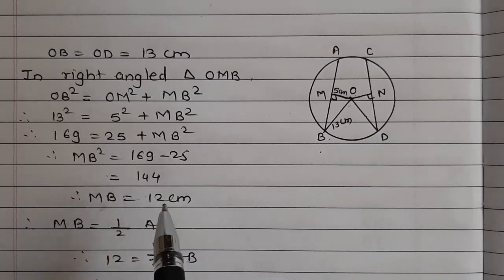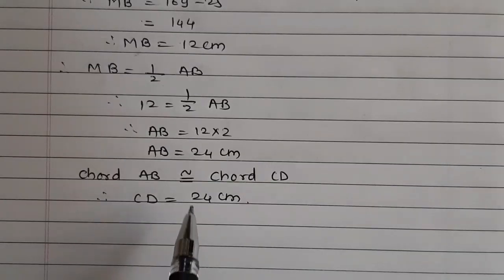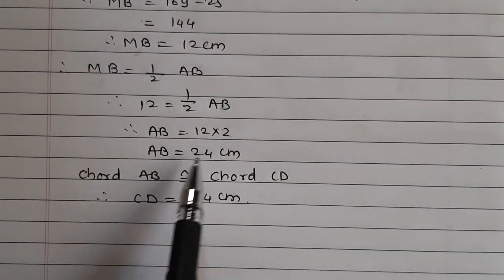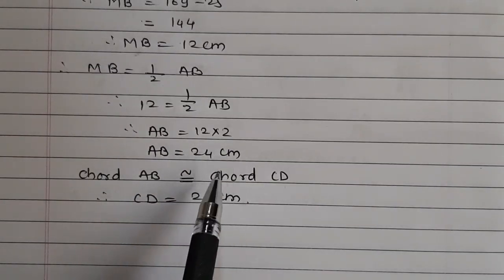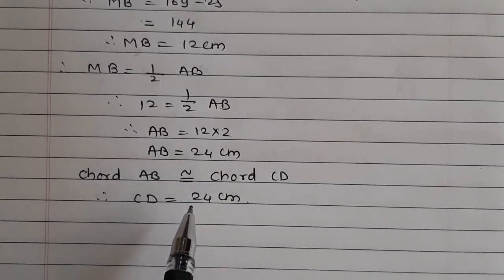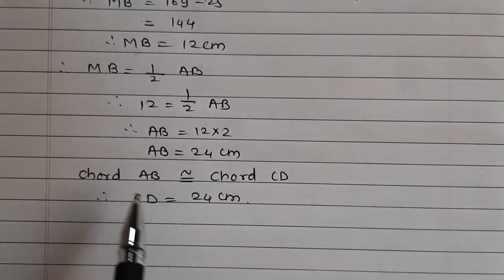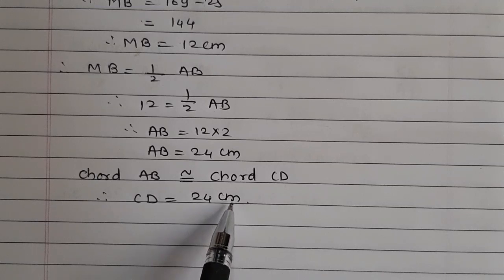The perpendicular drawn from the center of the circle to the chord bisects the chord. According to that, MB equals half of AB. Now MB is 12, so 12 equals half AB. So AB equals 12 into 2, that is AB equals 24 centimeter. Chord AB is congruent to chord CD, therefore CD is also equal to 24 centimeter. That means the length of each of the two equal chords of the circle is 24 centimeter.